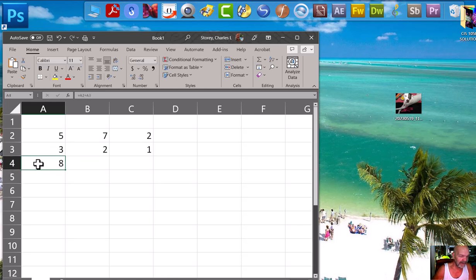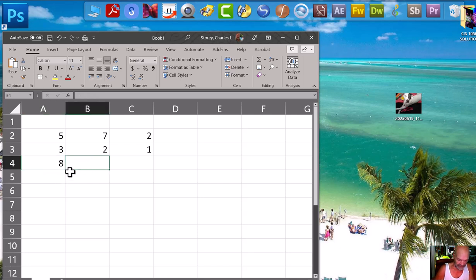And if I click back on the cell, I look up here and it says equals A2 plus A3. I got the same answer. Both are right. So there are a number of ways of getting the same answer.